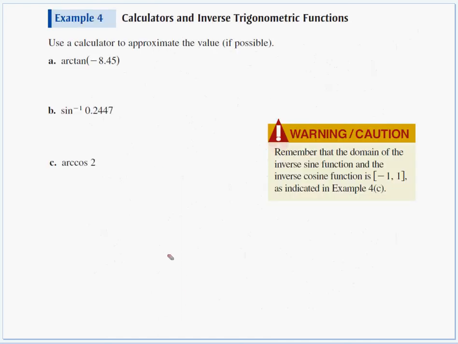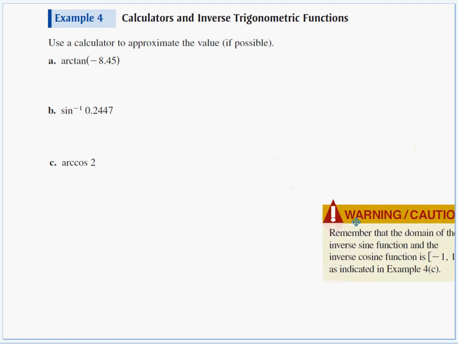Just another unit circle. Example 4. We got some of these we're going to do on a calculator. So use a calculator to approximate the value if possible. And let's make sure our calculator is in rad mode. And let's see here. It says warning. Remember the domain of the inverse sine. Cos is -1 to 1.